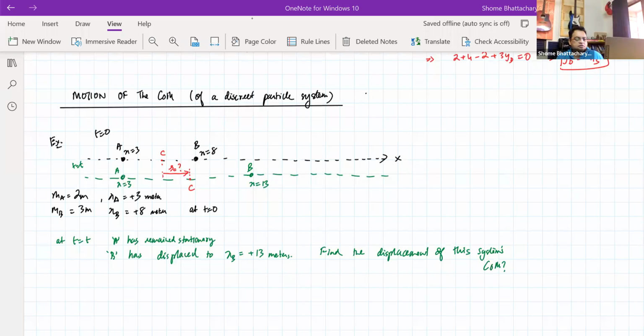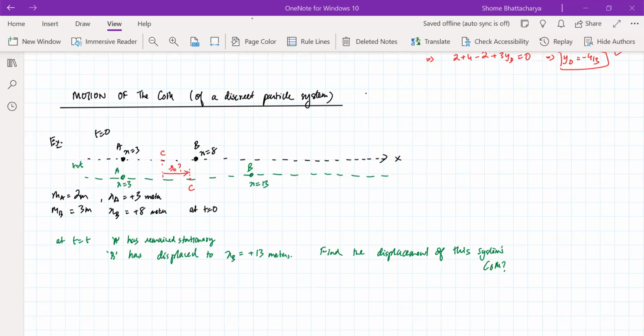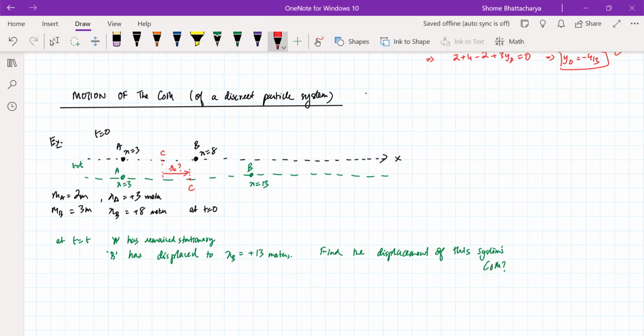Yes, anybody got the answer? Sir, is it 3 meter? Yes, correct. Very good. The center of mass displaces by positive 3 meters along the x-axis. So you calculated the individual positions of the center of mass at t equal to 0 and then again at time t, right? Yes, sir.